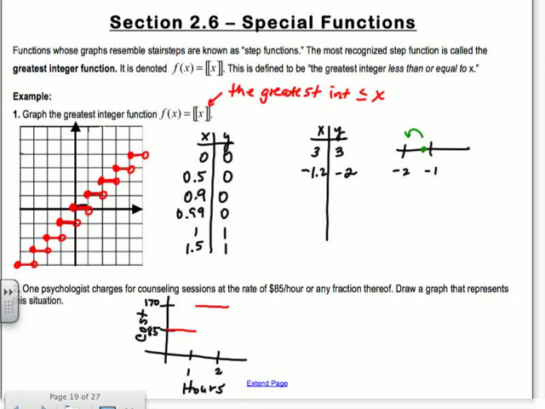Okay, think about the endpoints on this one. Is it like the step function? Are they filled in on the left and open on the right? What do they look like? So what if you went for exactly 1 hour? How much would they charge you?